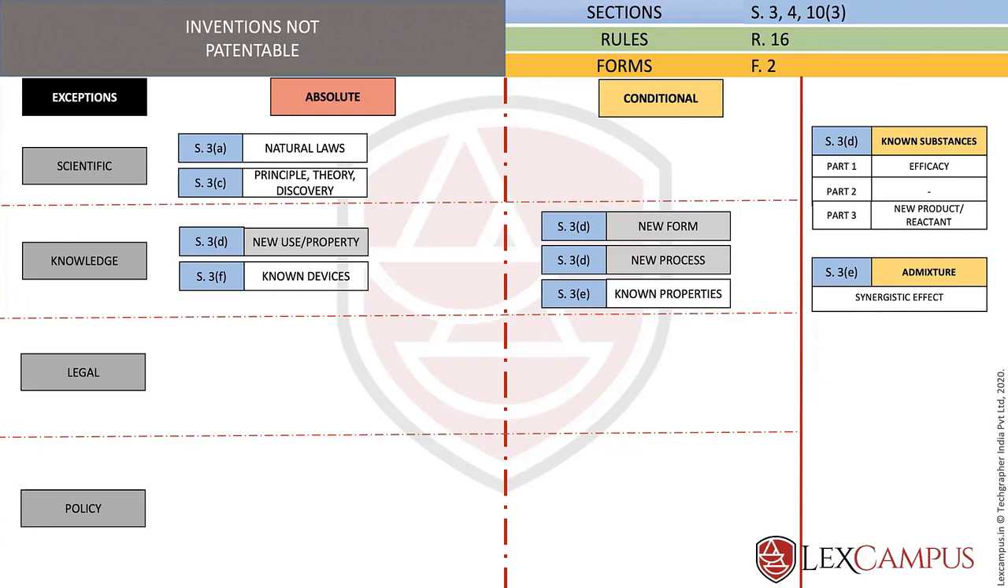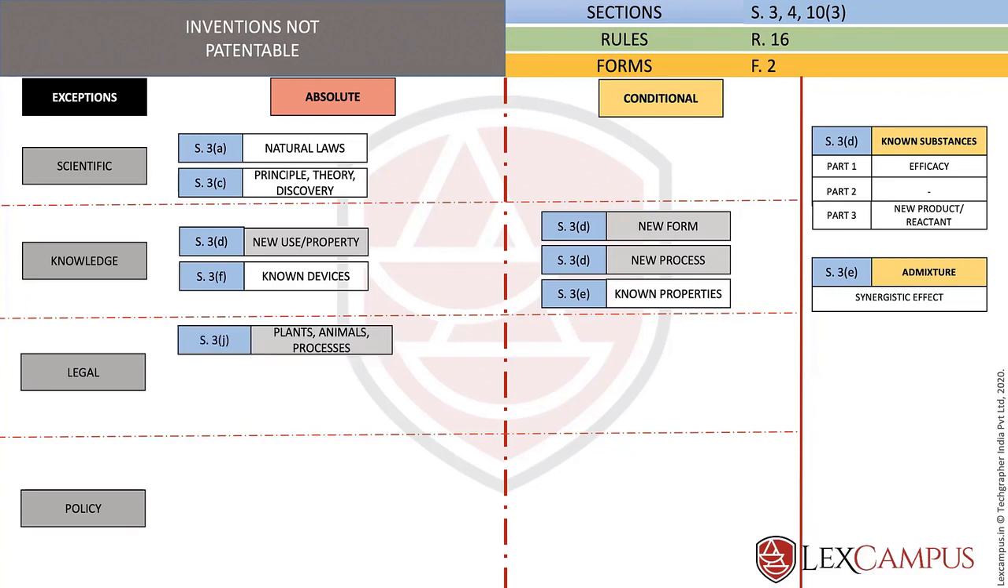Now you can see them here. Known substances in section 3D, there are 3 parts, and the conditional part is in part 1, you have to prove enhanced efficacy. Part 2 is an absolute thing, so you cannot get over it. It's not conditional, so that's why we have not mentioned anything. Part 3, you have to show that it resulted in a new product or you used a new reactant. So these are the 3 parts of section 3D and how they are classified as a conditional exception. And in 3E, as I just mentioned, if it's an admixture, then you will have to demonstrate synergistic effect.